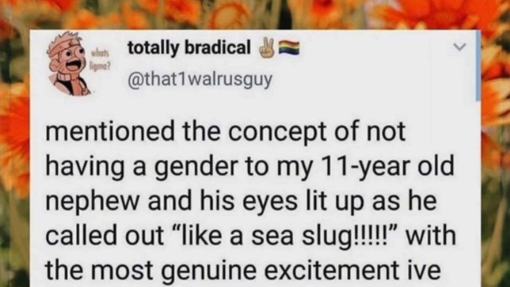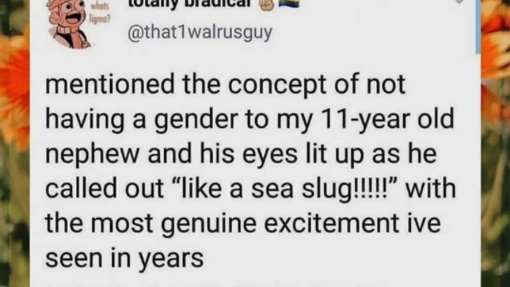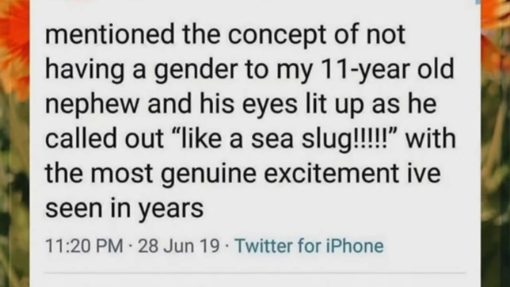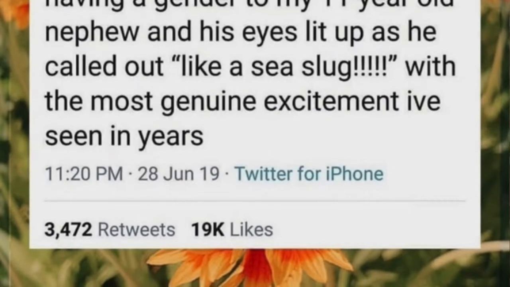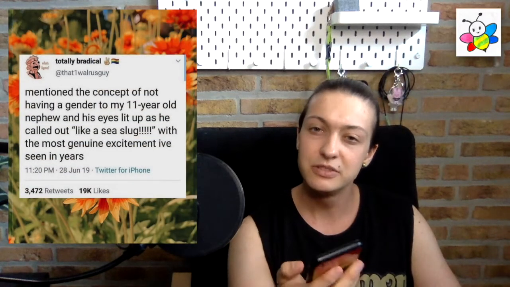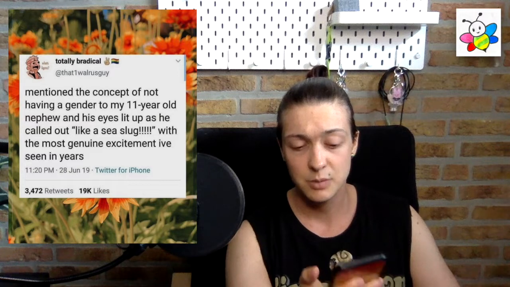I mentioned the concept of not having a gender to my 11-year-old nephew, and his eyes lit up as he called out, like a sea slug, with the most genuine excitement I've seen in years. I don't know a lot, if anything, about sea slugs, but a lot of animals and mushrooms have entirely different genders. Apparently sea slugs don't have a gender, but actually there is a difference between sex and gender.